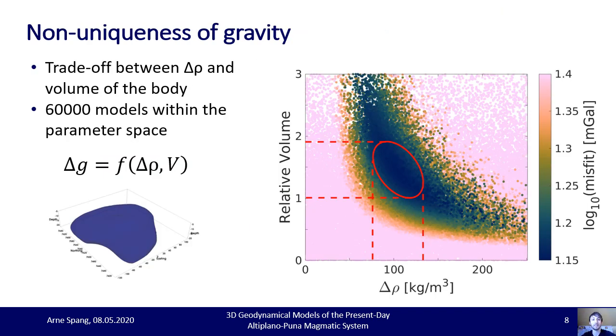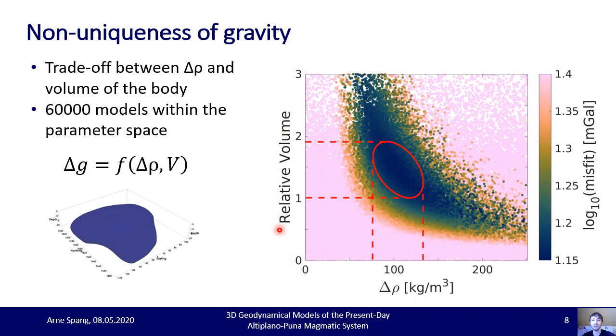But we can take another step actually, because gravity signals or Bouguer anomalies are non-unique. So there's a trade-off between the density contrast between magma body and crust, and also the volume of the body. So what we did is actually run 60,000 different models where we allowed this magma body to change its shape and its size. And we also allowed the density contrast to vary. And if you plot all of that out, you get something like that.